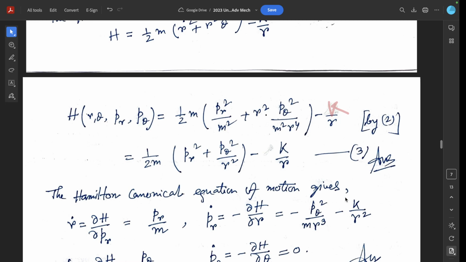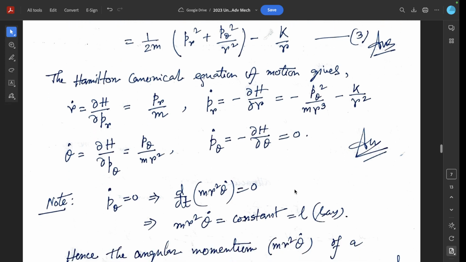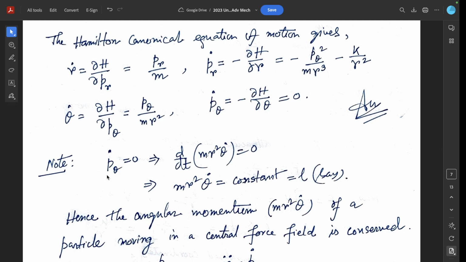The Hamiltonian canonical equations of motion give r dot equal to del H by del p_r, which equals p_r by m, and p_r dot equal to minus del H by del r. And theta dot equals del H by del p_theta, which is p_theta by m r squared, and p_theta dot equals minus del H by del theta, which is equal to 0. So these are the Hamiltonian canonical equations. Note p_theta dot equals 0.